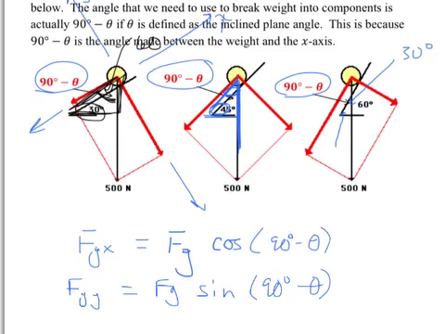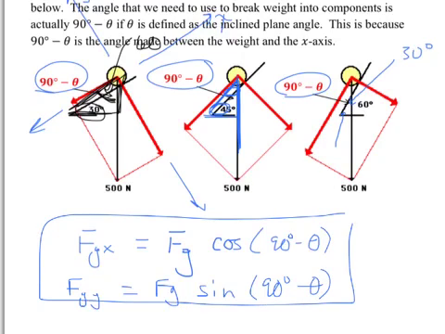So if there's a rule you need to remember, it's this. For inclined planes, instead of using the incline angle that you're given in most problems, you need to use its complement, 90 minus that angle, when you break the gravitational force into components.